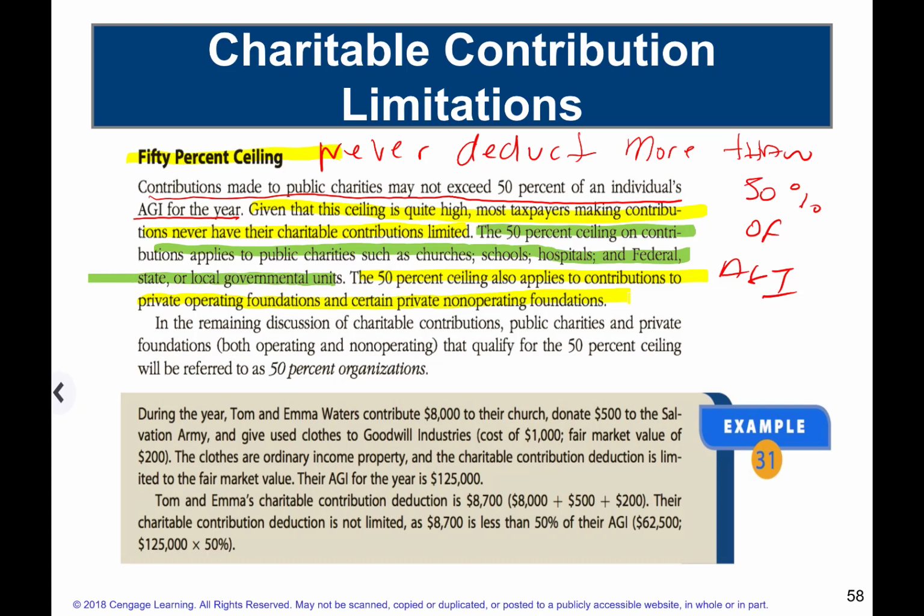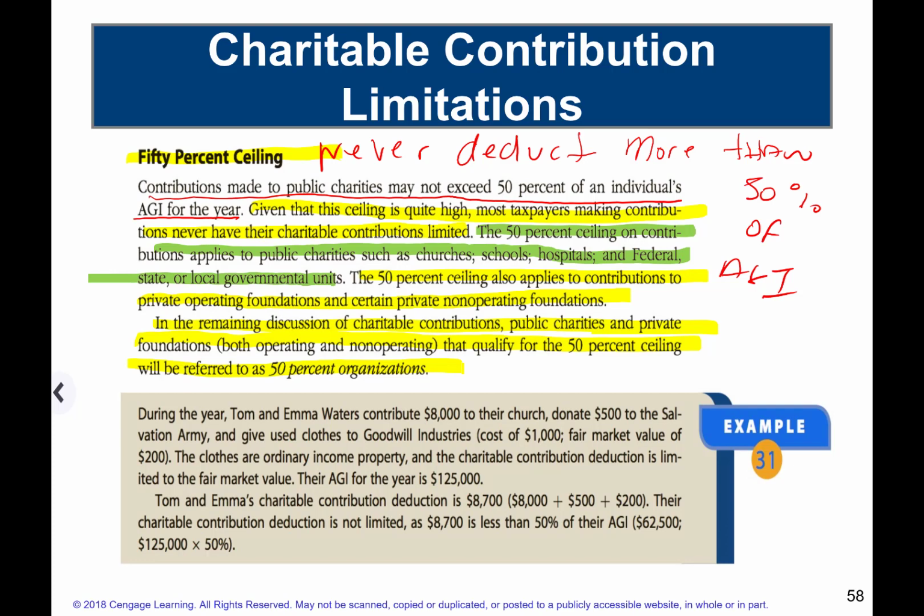If an entity does not qualify as a 50%er, then in the remaining discussion, charitable contributions that do qualify for 50% are going to be referred to as 50% organizations. On the questions on the exam, even in the quiz, they're going to call out whether it's a 50% organization, 30%, whatever. They're not going to have you guessing. Is this 50%? Is this 30%?